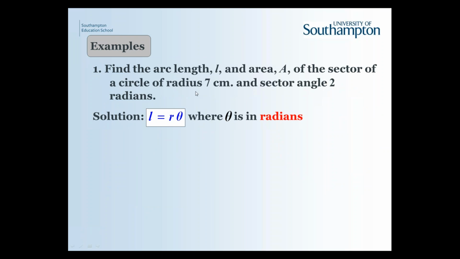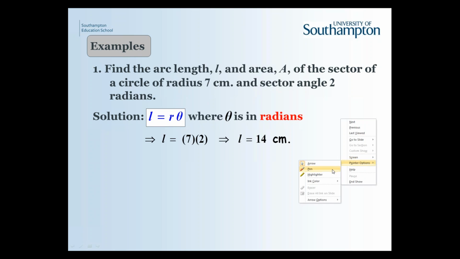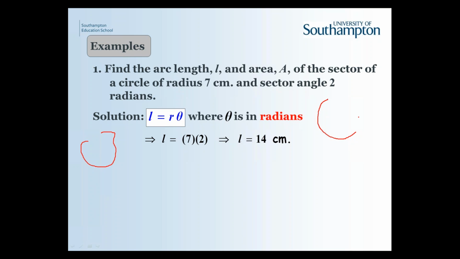But here we go. So we want to find the arc length, L, and the area, A, of a sector which has a radius of 7 and the angle is 2 radians. So, let's draw a circle over here again. So here's the radius, 7. The angle 2 should be a bit bigger than that probably, but let's say that's 2, radius is 7. We want this arc length.